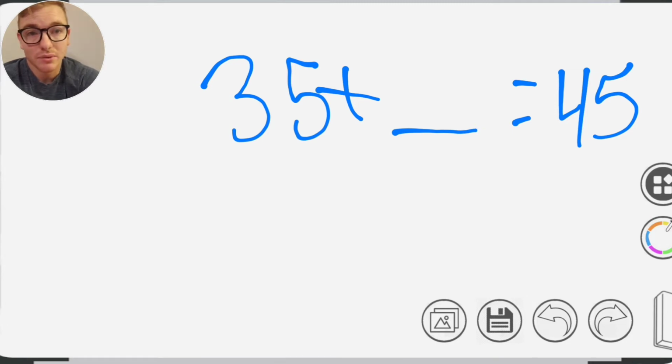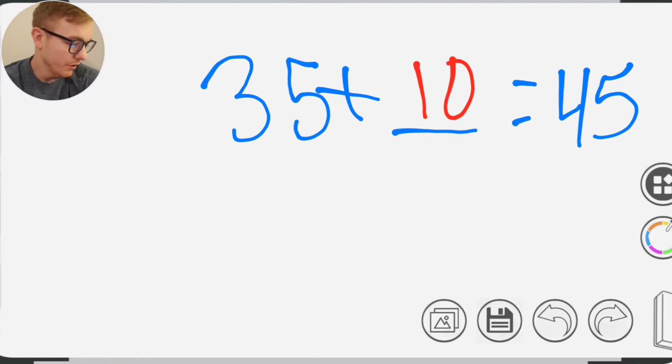And how many tens would I have to add to 3 to get to 4? So if I've got 3 tens and I want to get to 4 tens, how many tens do I have to add? That's right, it would just be 1. You can count on your fingers if you need to, or you can use some of your mental strategies. But that would give us 10.